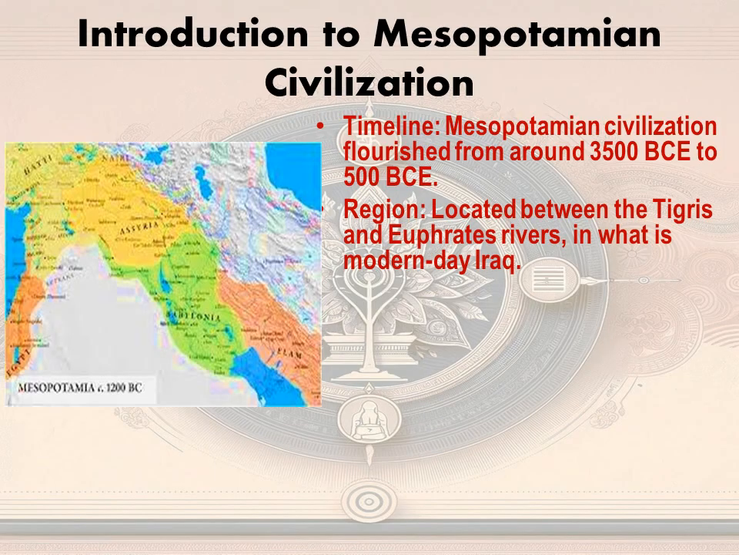Region. Now, where did it survive? What was the place in which the Mesopotamians lived? It is located between the Tigris and the Euphrates rivers in what is modern day Iraq. So, today the country of Iraq roughly corresponds to the Mesopotamian civilization.